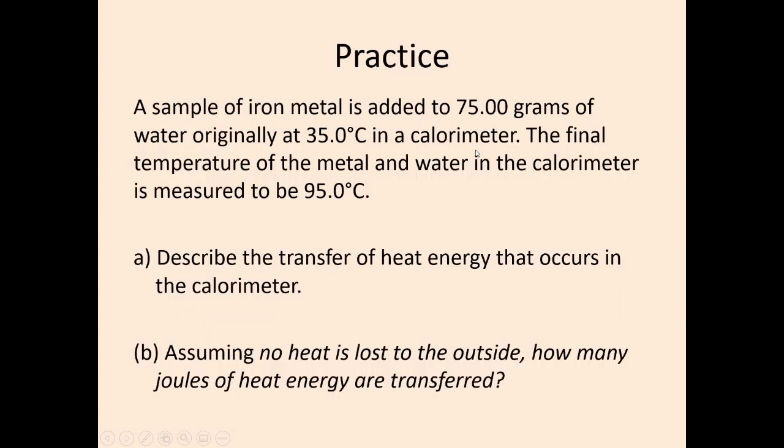Now how does this work? Pretty simple. Let's say we have a sample of metal that we added to 75 grams of water that was originally at 35 degrees Celsius. The final temperature of the metal in the water is 95 degrees Celsius. So they reached thermal equilibrium and the final temperature is 95 degrees. So what happened to the temperature of water? Well, it went up, right? It went up 60 degrees. Well, what does that tell you about the temperature of the metal when we put it in there? It tells you it was really, really hot.